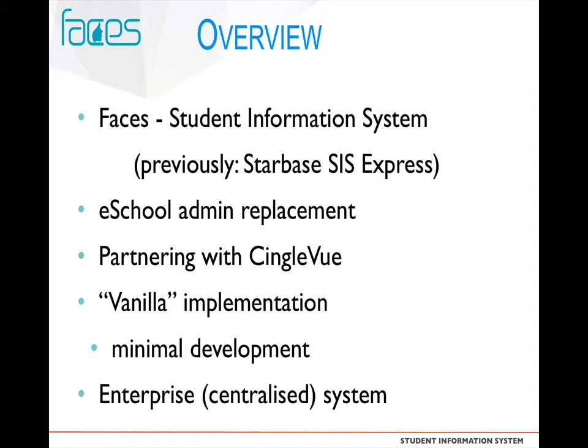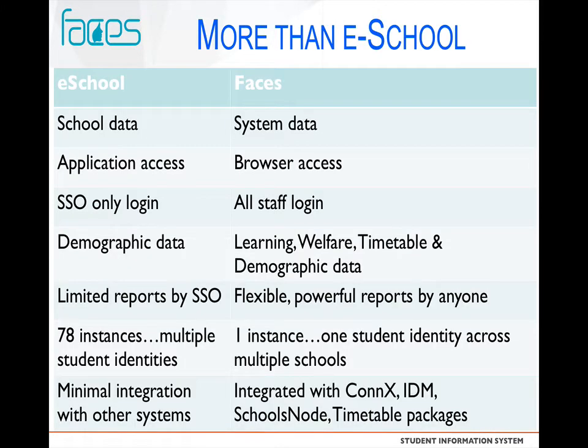And as Greg also suggested, one of the significant changes is rather than having 78 standalone systems in our schools, this is an enterprise or centralised system. So what does this mean? Even though it's an eSchool replacement, it actually provides a lot of benefits over eSchool.